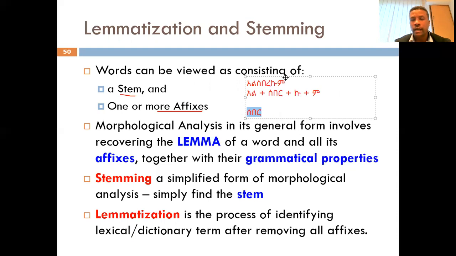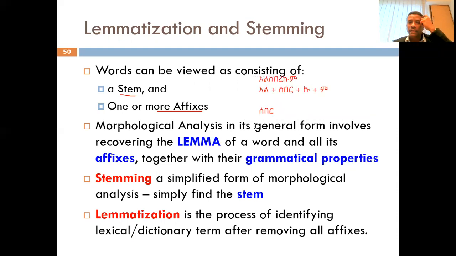So as we said earlier, a morphological analysis in its general form involves recovering the lemma of a word, which means the part which is going to be part of the dictionary after removing all the affixes. And we know that the affixes play a grammatical role. In here, for example, al and me together are marking a negative, and ku is referring to the subject, the person who is performing this action, which is first person singular.